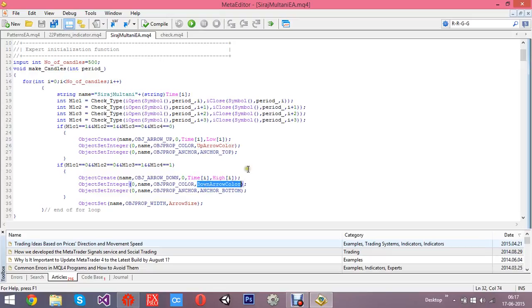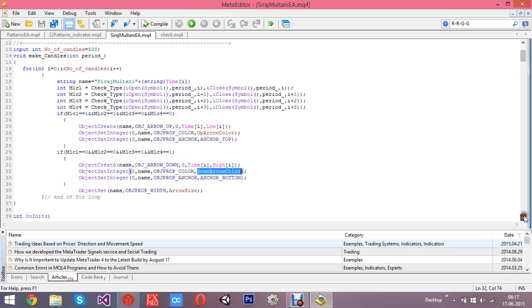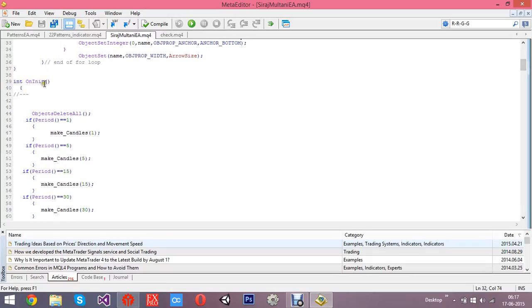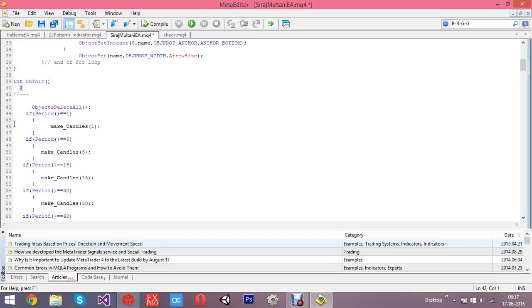Okay. So first, I would like to explain another function, the OnInit function. OnInit is a default function by the MQL4 community. This function is called when the EA is placed on the chart. When the EA starts working, this function is called once, and whenever the EA is placed on the chart, or whenever the time frame is changed on the EA, this function is called.